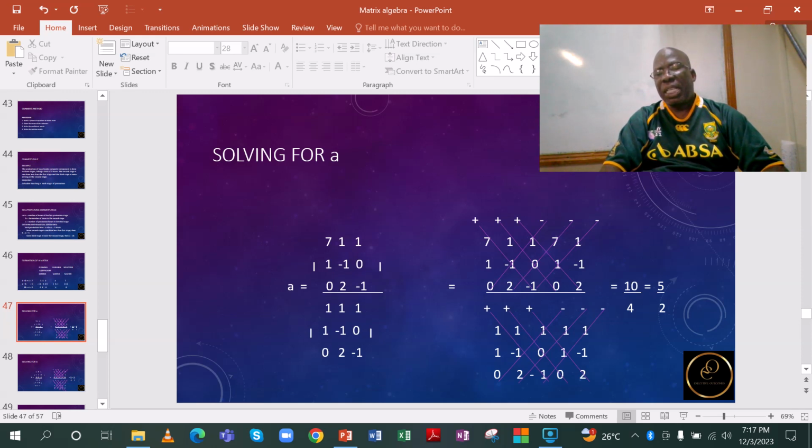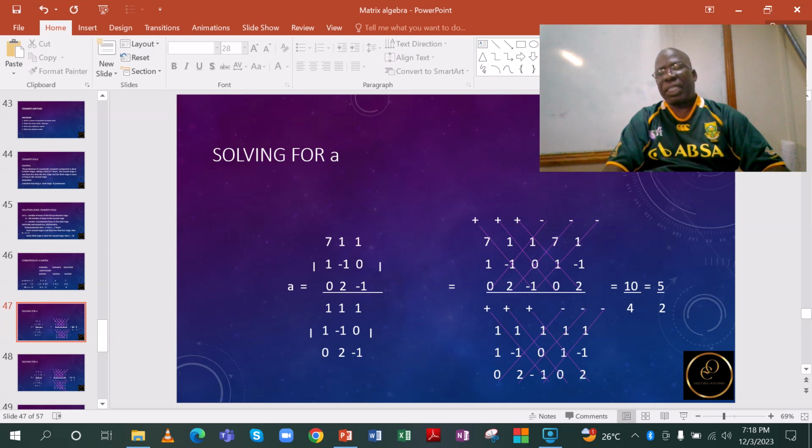So you have 7 multiplied by negative 1 multiplied by negative 1. So that will be positive. Open bracket, 7 times negative 1 times negative 1. So 7 times negative 1 is negative 7. Times negative 1, it will be positive 7.